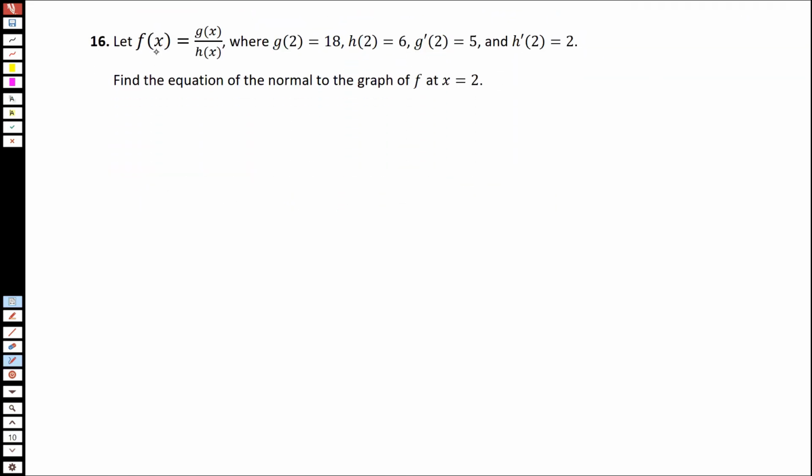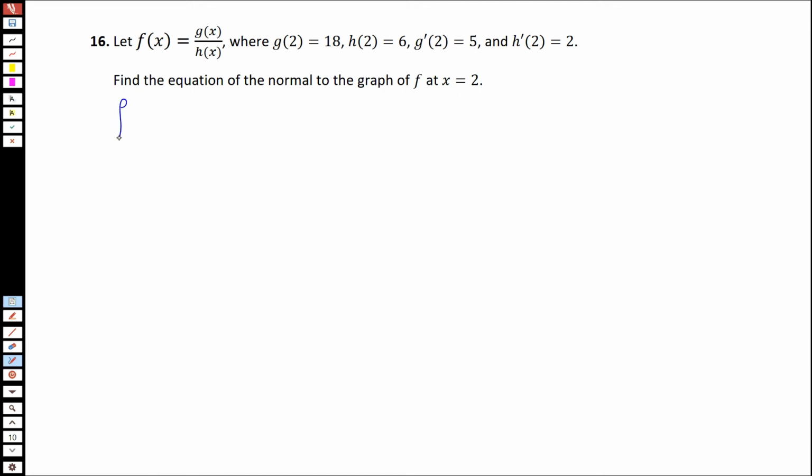For number 16, we have f of x is equal to the quotient of g and h. Therefore, we are going to apply quotient rule because we want to find the equation of the normal to the graph of f at x equals 2. So let's first of all find the gradient function. The easiest part to start with is finding the value of y at x equals 2, because we need the corresponding y coordinate.